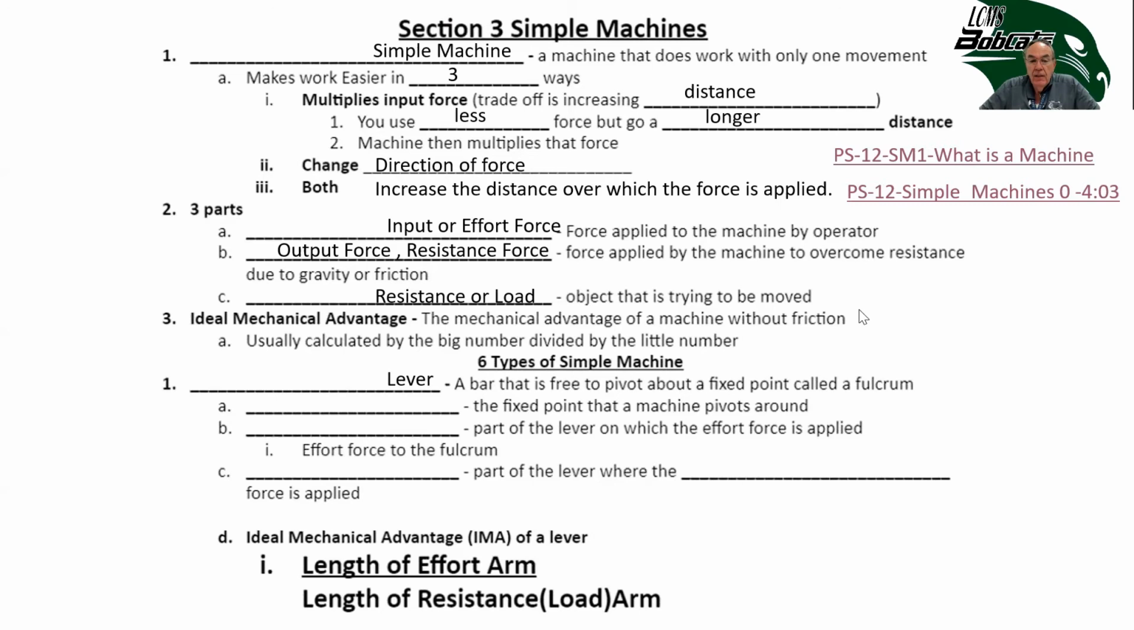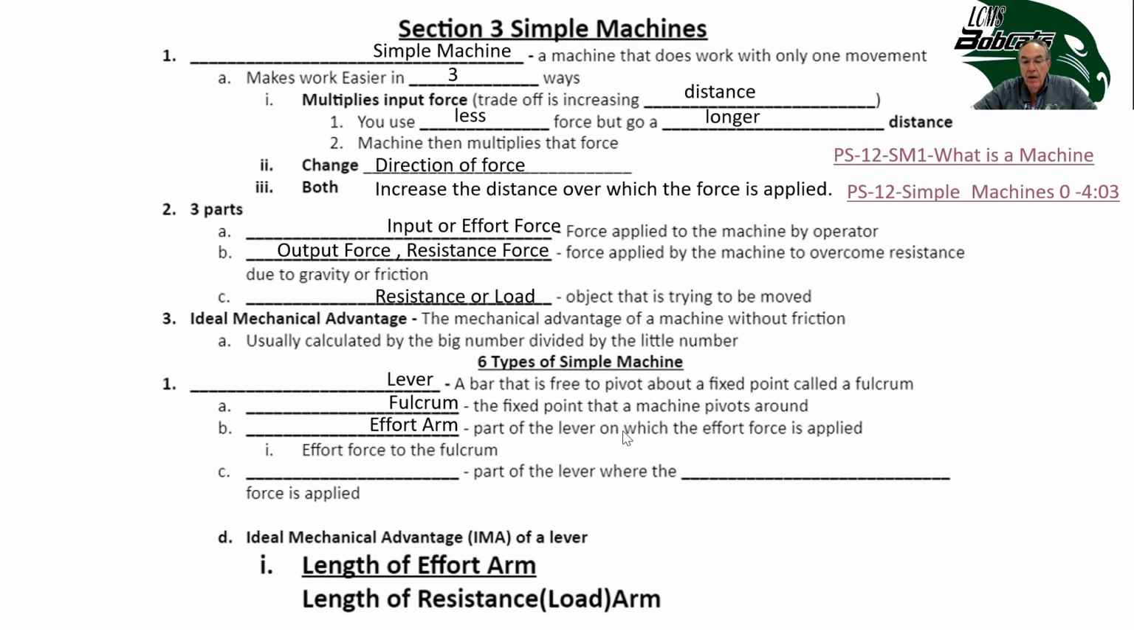The first type of simple machine that we're going to talk about specifically is the lever. The lever is a bar that's free to pivot about a fixed point called a fulcrum. So the fulcrum is the fixed point that the machine pivots around. Like on a seesaw, it's the place where it's tilting up and down. Like this hand would be the fulcrum in this example.